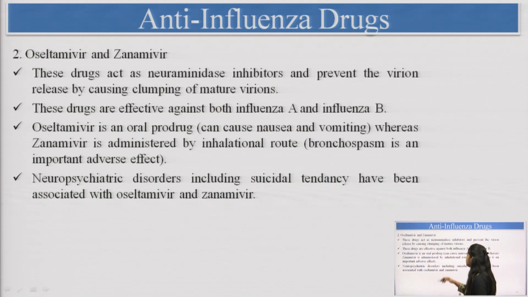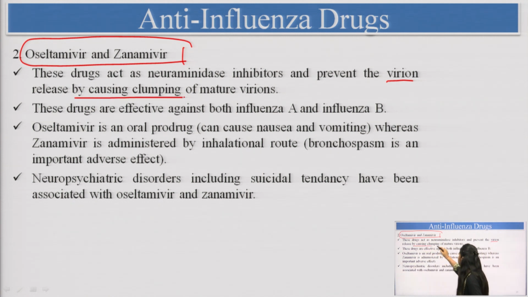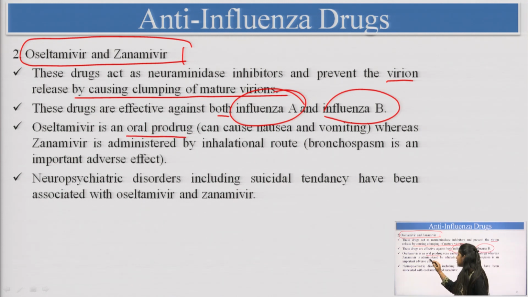Oseltamivir and zanamivir, these two drugs are neuraminidase inhibitors. Yes. So, neuraminidase inhibitors means they will inhibit the enzyme neuraminidase, which is essential for these viral particles to come out of the host cell. Okay. So, they will prevent the virion release by causing clumping of mature virions. These drugs are effective against both influenza A infection and influenza B infection. Now, oseltamivir is an oral prodrug, which can cause nausea and vomiting, okay, and zanamivir is administered by inhalation route. So, there is a difference in the routes also.